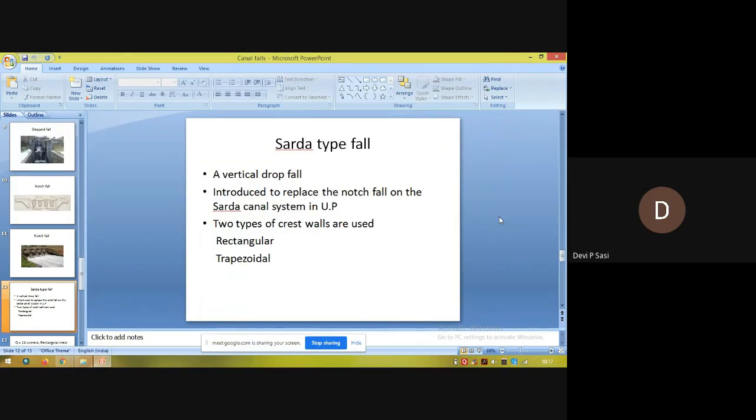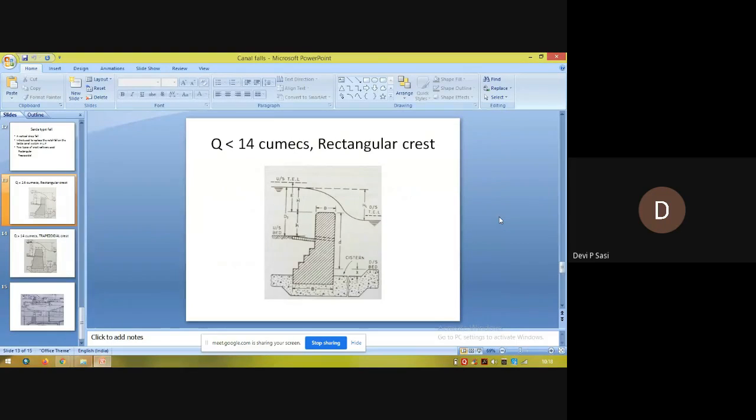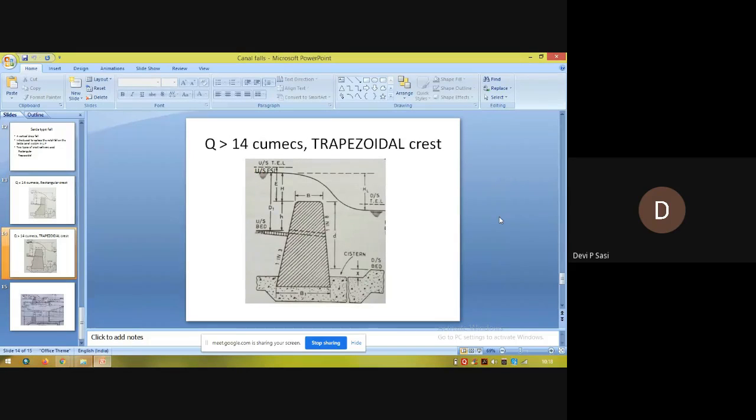of the crest. You can see that two types of crest are used. Two shapes of crest walls are used: one is trapezoidal and the other is rectangular. There are several criteria for choosing. The first one is the discharge: if the discharge is up to 14 cumecs, we can use a rectangular crest, and if the discharge exceeds 14 cumecs, we use a trapezoidal crest.